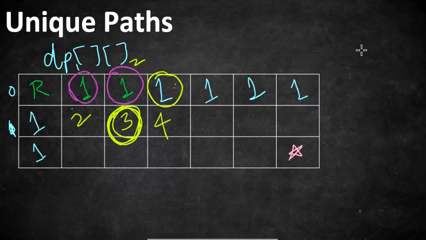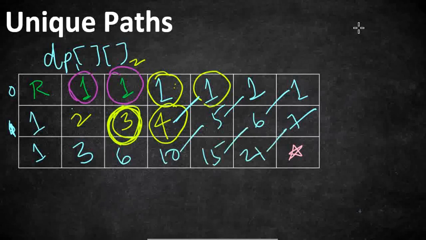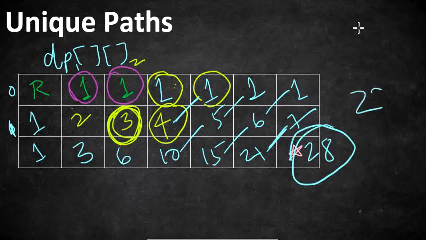So now the formula is pretty simple. We are going to add the values at the upward cell and left cell and update it in this cell. So 4 plus 1 is going to be 5. 5 plus 1 is going to be 6 and 7. And updating the other cells as well in a similar way, finally 21 plus 7 is going to be 28. So to reach this particular cell, you have 28 unique paths.